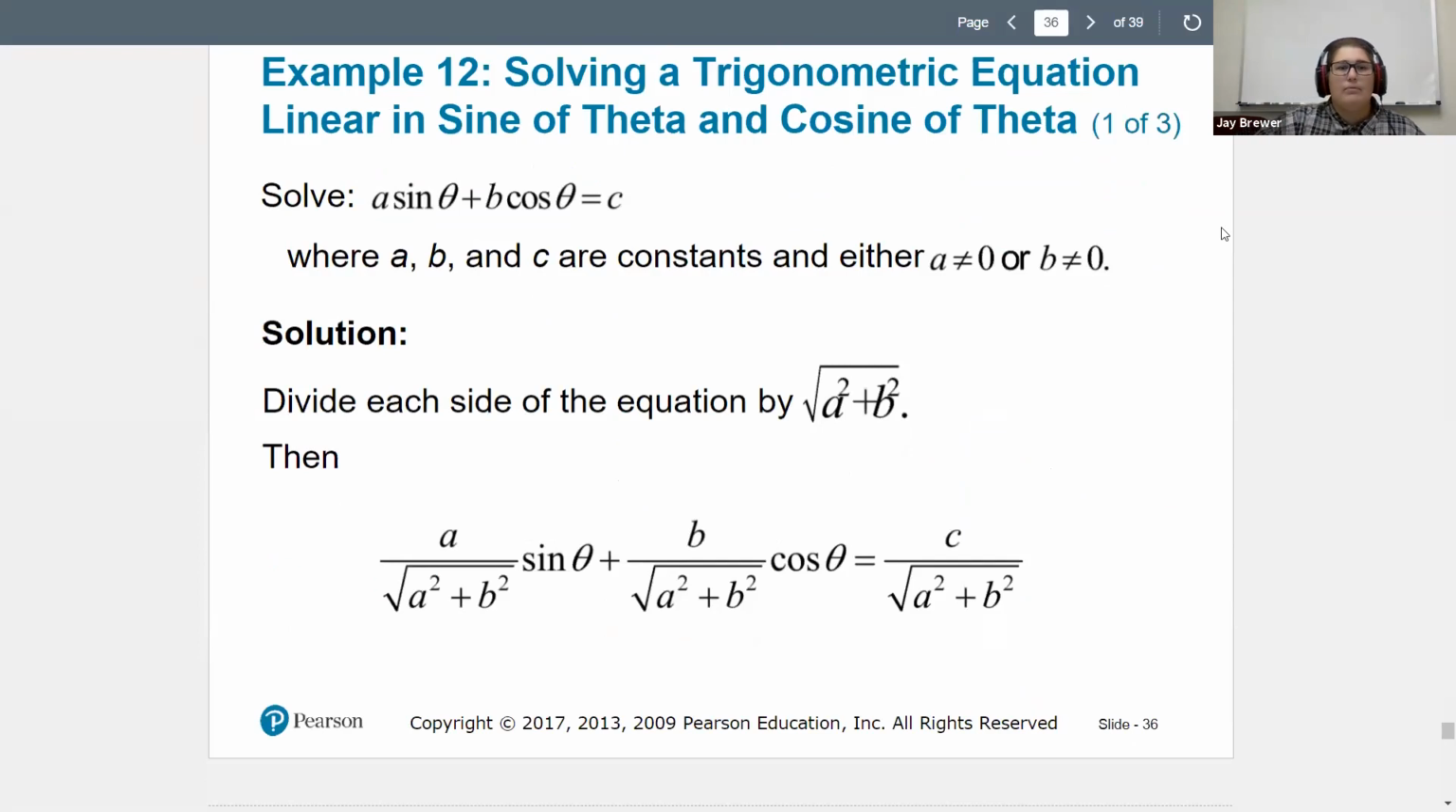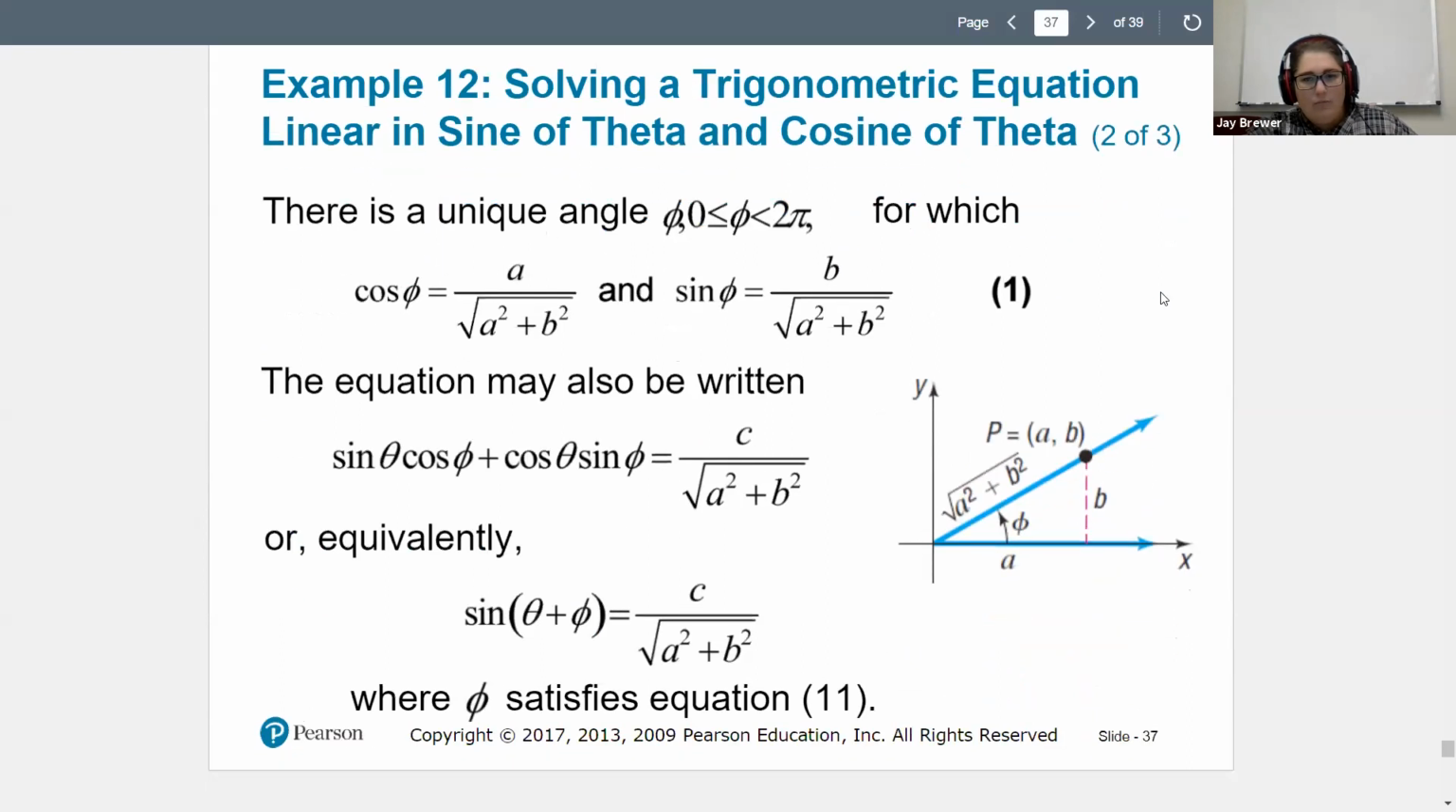All right, example 12. This is our last example, I'm pretty sure. Let me double check. Yes. Okay, so we're looking at solving a sine theta plus b cosine theta equals c, where a, b, and c are constants and either a is not equal to 0 or b is not equal to 0. So we're going to divide each side by the square root of a squared plus b squared. You can take a look and see how that works out.